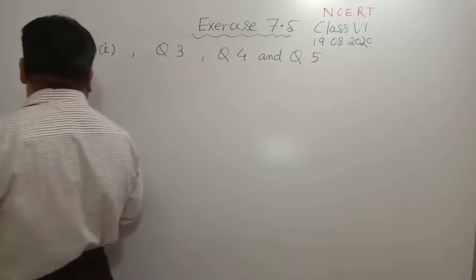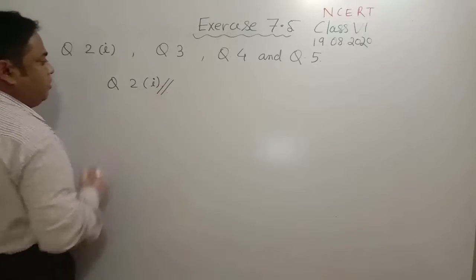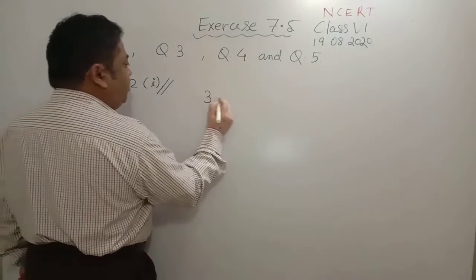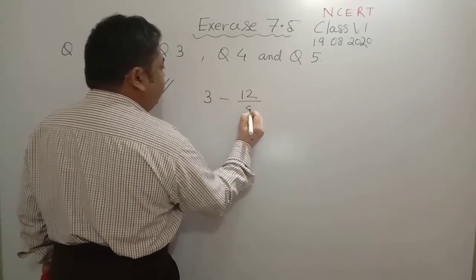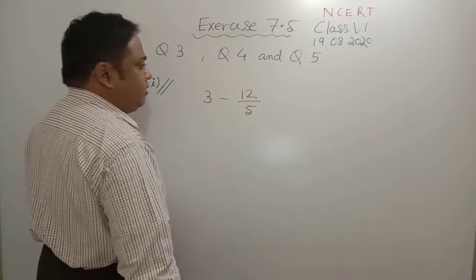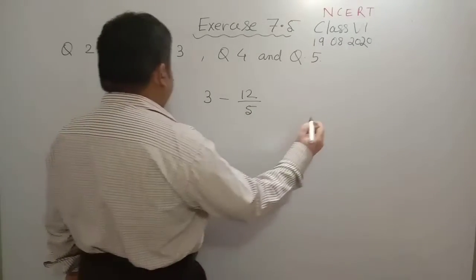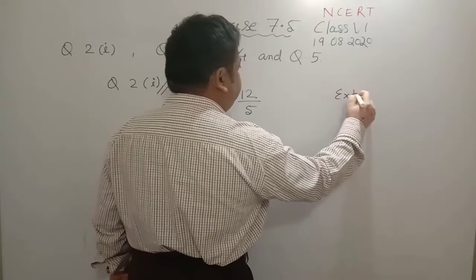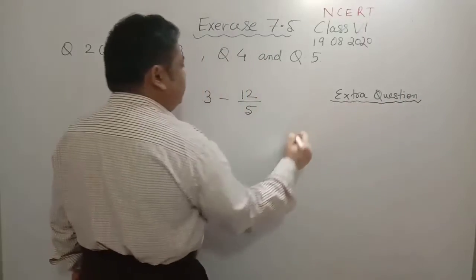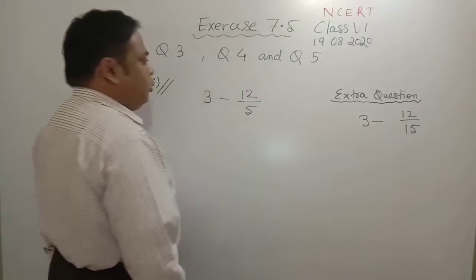So in question number 2, I had written 3 minus 12 by 5. This was the question. Now, due to some reflection, one came over here, and then I wrote 1. So let us take that question as an extra question. You will come to know that whatever will be there, you will be able to do. So, 3 minus 12 by 15. Both we will do.